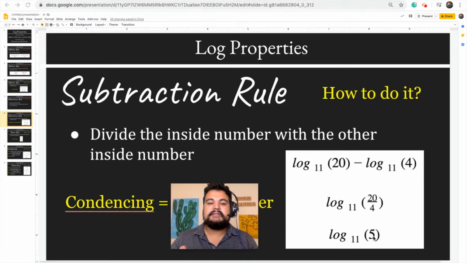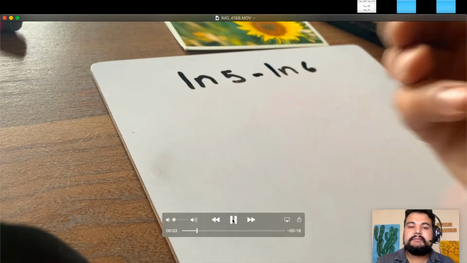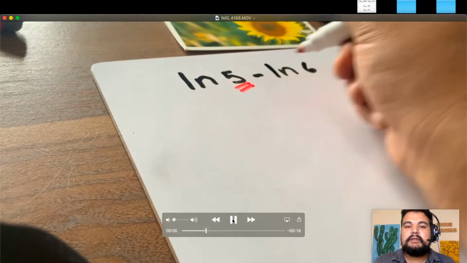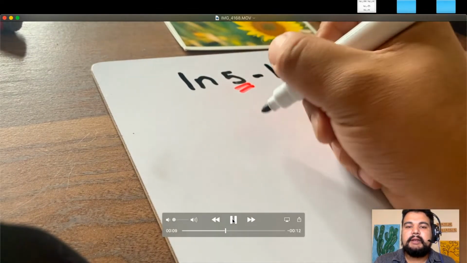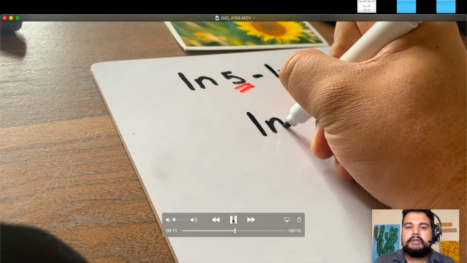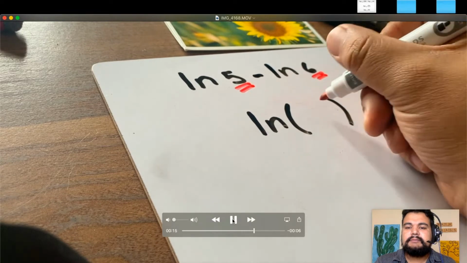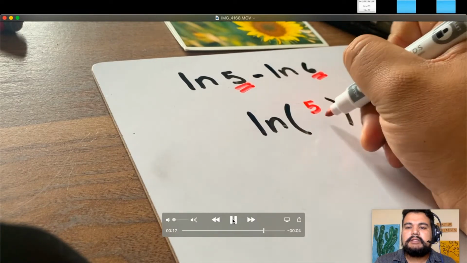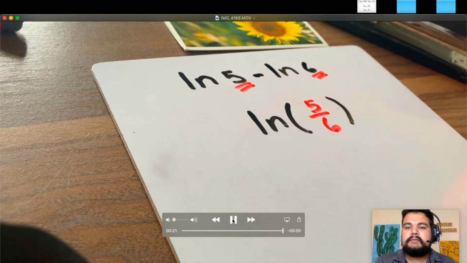And again, this is the exact answer, now the approximated. So remember, ln is log base e, so it follows the same properties. 5 is from a positive ln, and 6 comes from a negative ln. So 5 should go in the top of the fraction, and 6 in the bottom of the fraction. And that's all you do.